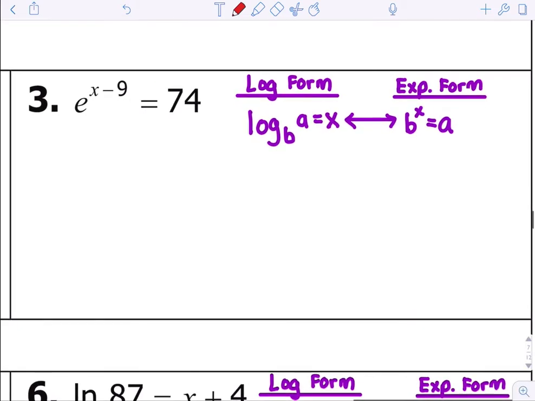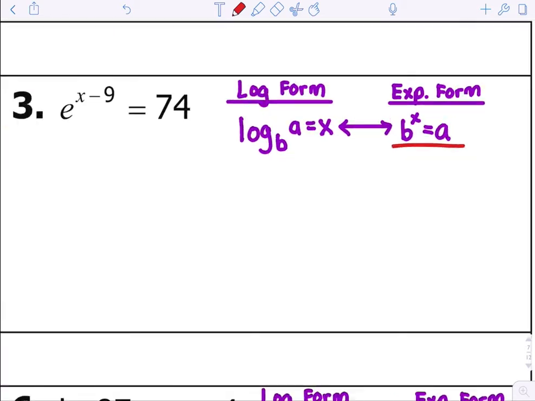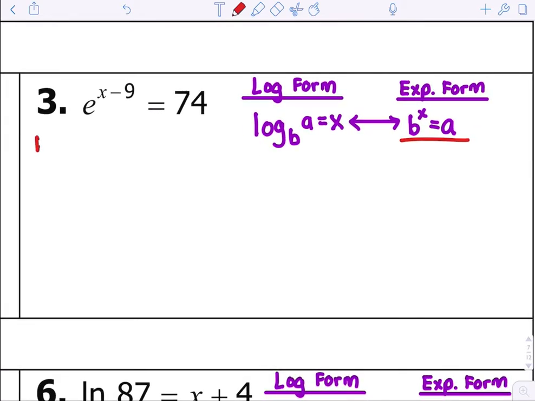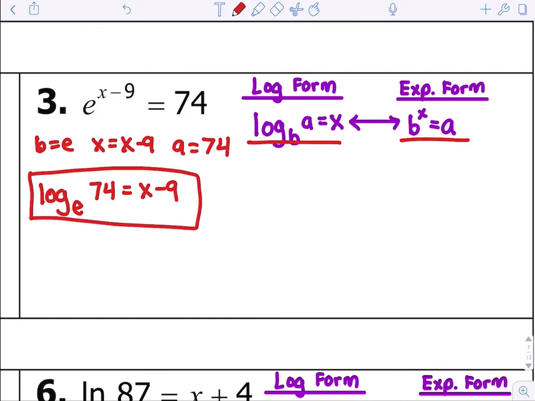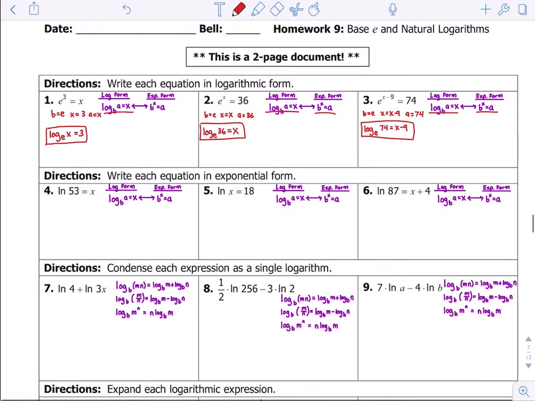Number 3, remember, we're in exponential form, so all we're doing for these first 3 problems is changing it to log form. So b value is e, your x value is x minus 9, and your a value is 74. Log base e of 74 is equal to x minus 9. All right, so that was changing from exponential to log form.